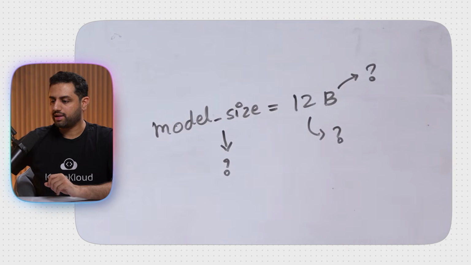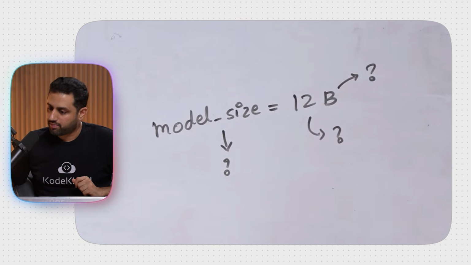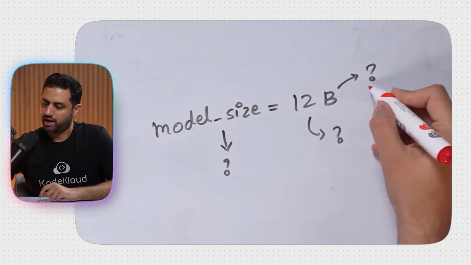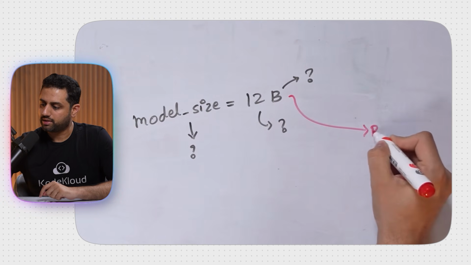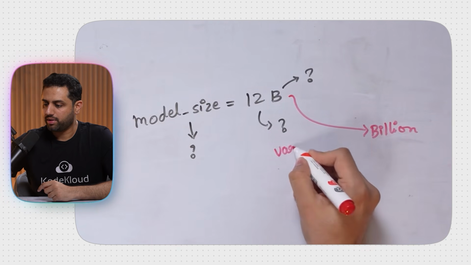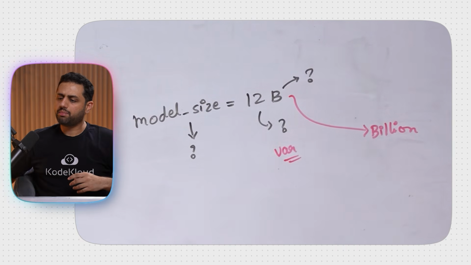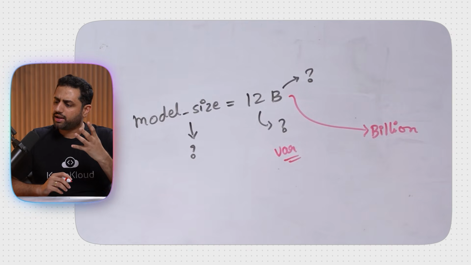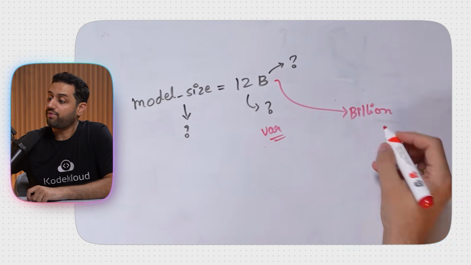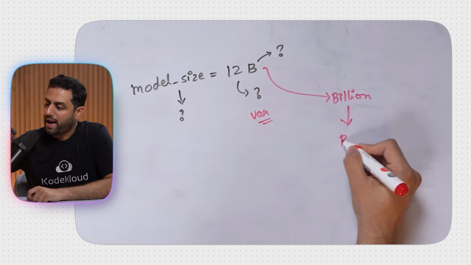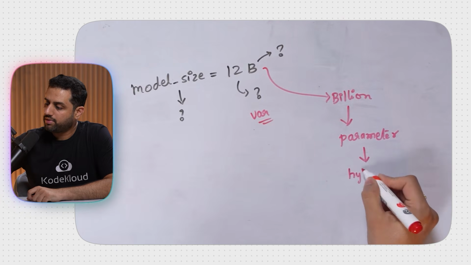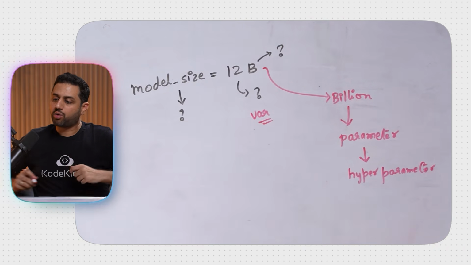So 12 and b. Let's try to understand this concept in a bit more detail, and then I'm going to come to the model size. Now 12b here, let's start with b. b here is billions, okay? And 12, of course, is just a number. But what exactly is this billion? Is it billion values, billion data? Well, in fact, this is a billion parameters, also known as hyperparameters. That is what this b means.